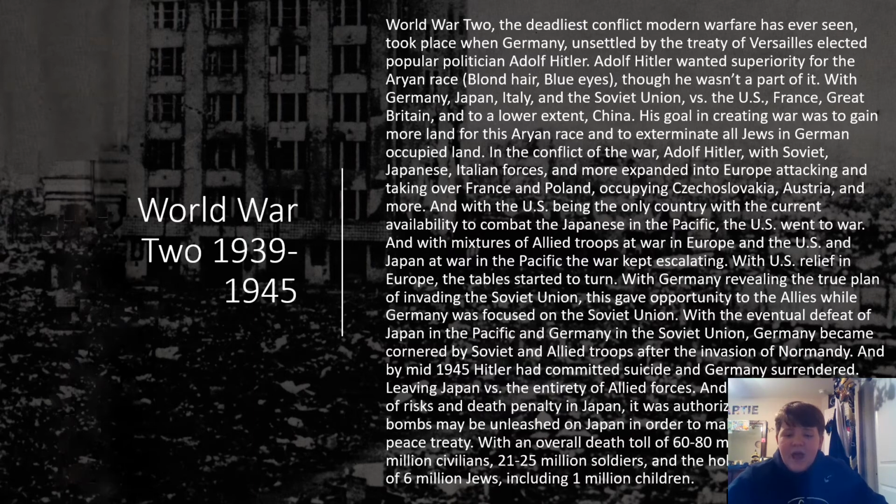And when considering the risks and death penalty that could be in Japan, it was authorized that the atomic bombs may be unleashed on Japan in order to make them consider the peace treaty. And this ended up with an overall death toll of 60 to 80 million people, with 50 to 55 million civilians dead, 21 to 25 million soldiers dead, and the Holocaust leaving 6 million Jews dead, including 1 million children.